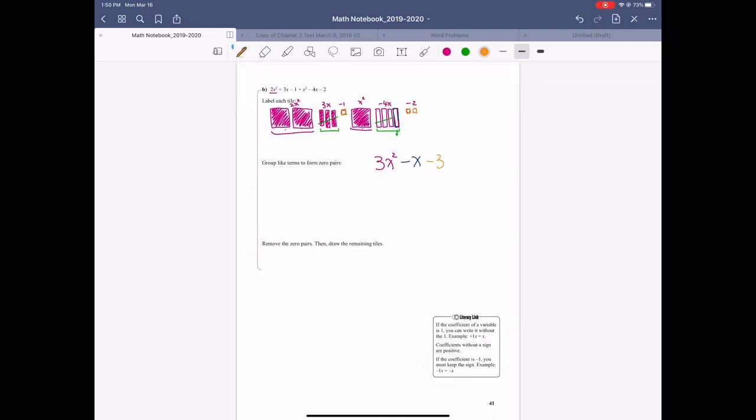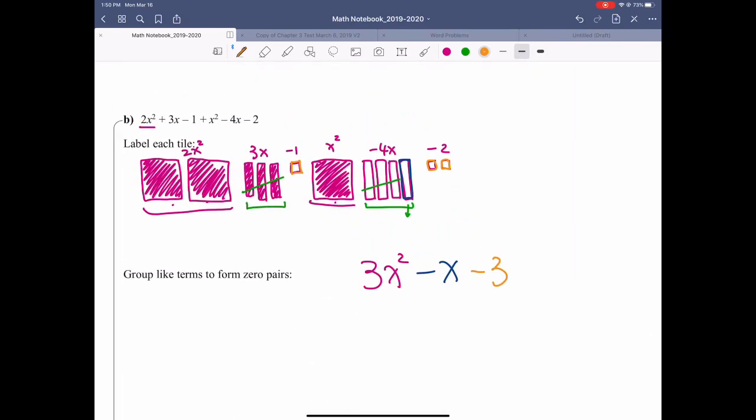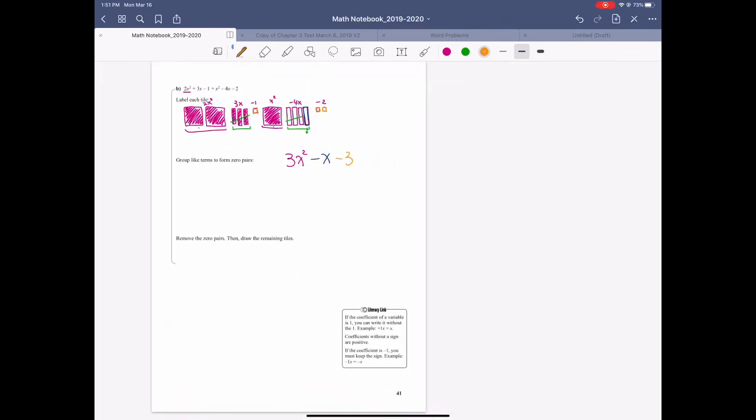Yeah, the rest of the notes is useless. It's fine as long as you know how to combine the tiles, or cancel opposite tiles, that'll be the best thing for you guys to do. And let's move on to the next page.